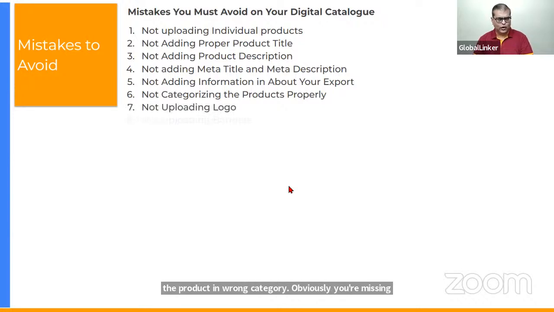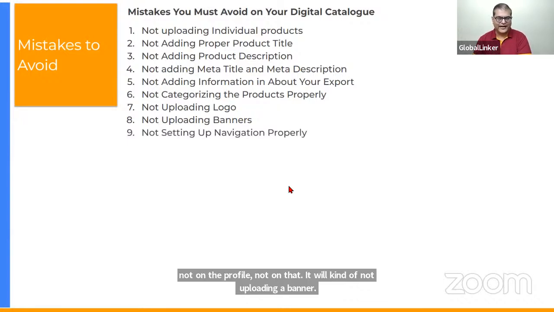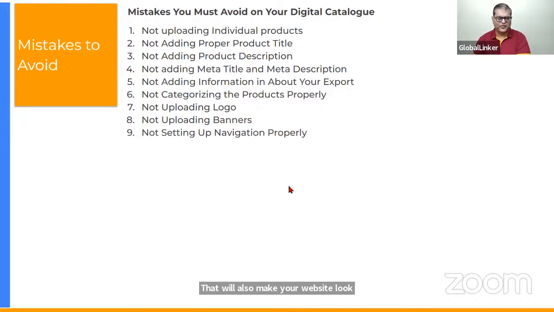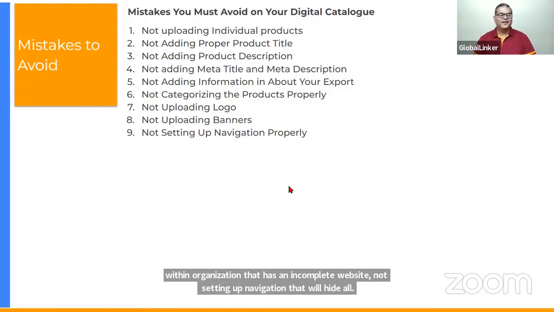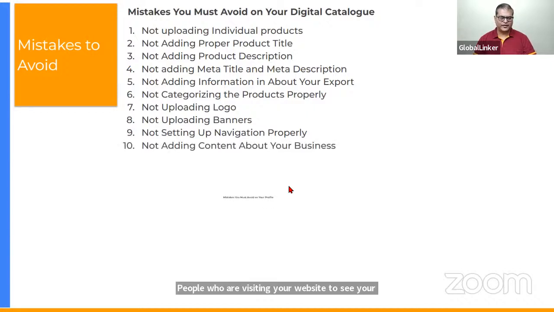Not uploading the logo, that will not give a very nice impression about your business, not on the profile, not on the digital catalog. Not uploading a banner, that will also make your website look like an incomplete website. And no one would want to do business with an organization that has an incomplete website. Not setting up navigation, that will hide all the options for the people who are visiting your website to see your wonderful products. So that is also another issue. Not adding content about your business. That is also crucial, that when you're creating your digital catalog, not just product content, but content about your business. And what is content?